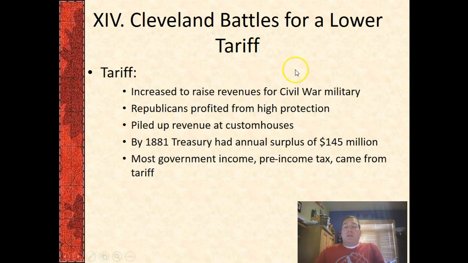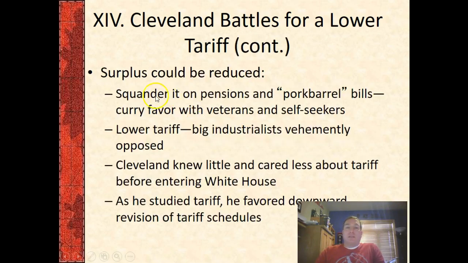This is the thing that's paying for most of our business, for most of our government inside of our country. But notice that this type of tax is a regressive tax. It's hurting poor people more than it is hurting rich people. And so we're going to find that Grover Cleveland is not a huge fan of this tariff, but he's also facing a Congress that loves this tariff.